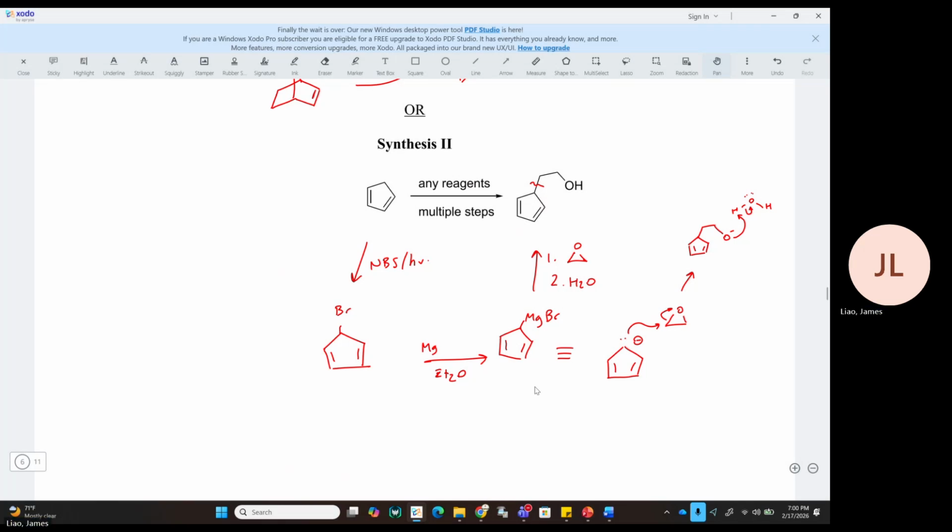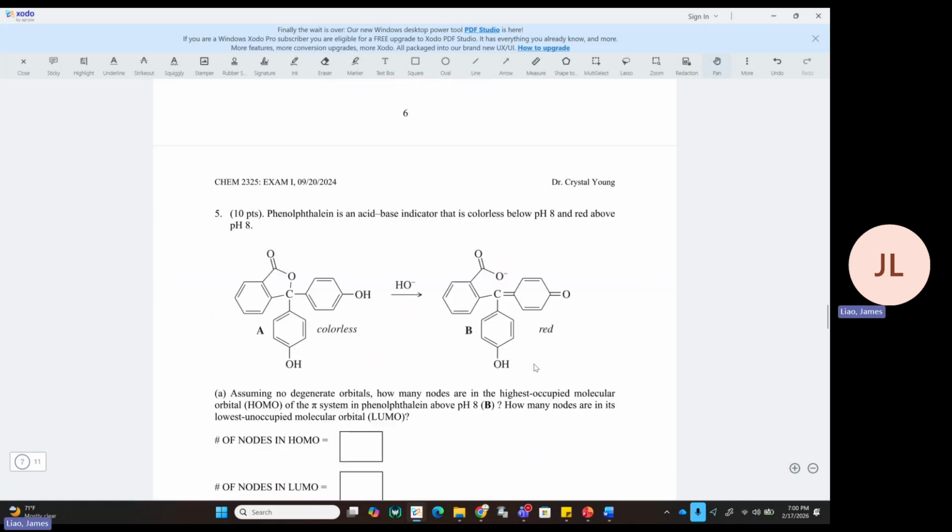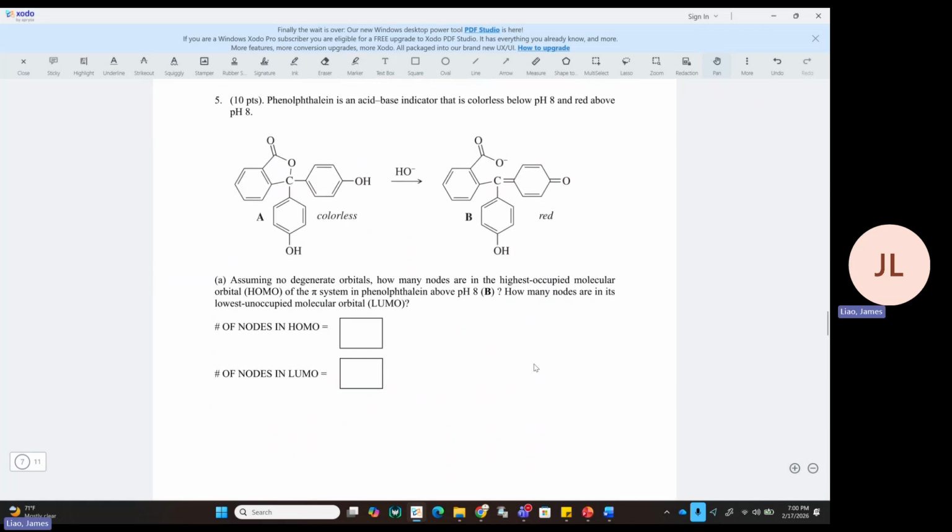Okay, are there any more synthesis questions? We're good to go to the next one. This one's actually a very fun one.